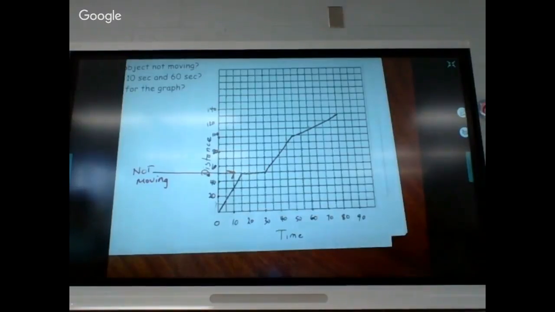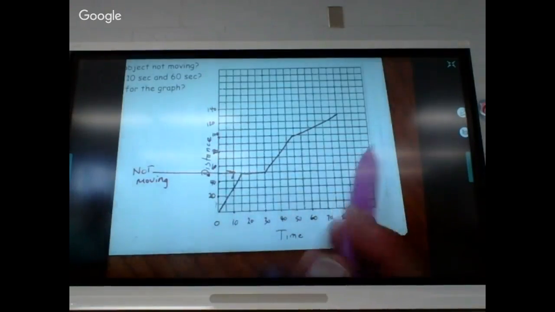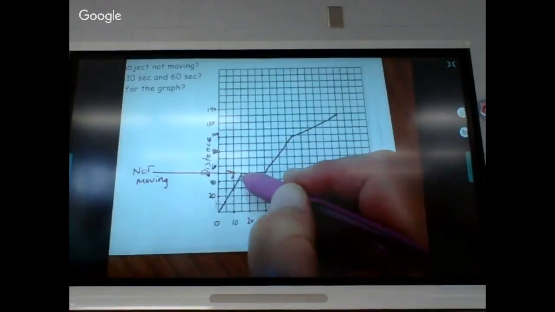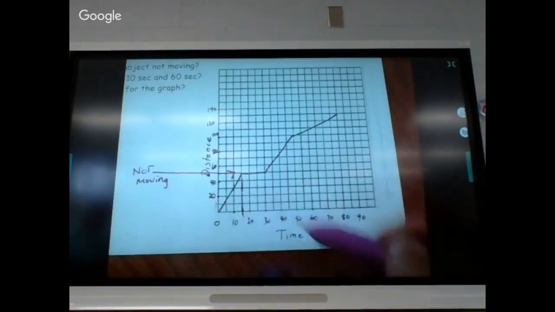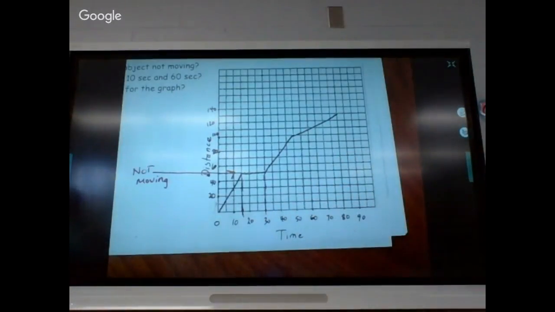So, what time is it not moving? 20 through 40. All right. Those would be distances. So give me the times. If you read down, this would be what? 15 to 30. So 15 seconds to 30 seconds.